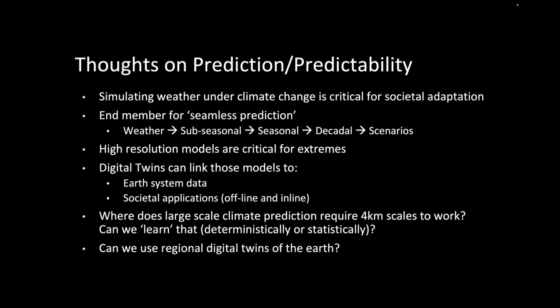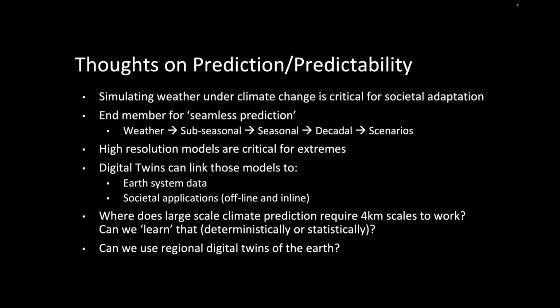So that may require running some of these models in line, actually, but many of them can be done offline as well. And then I think it's understanding where the large scale climate prediction requires 4-kilometer scales to work more effectively. And can we actually approximate that? Can we learn that deterministically or statistically?